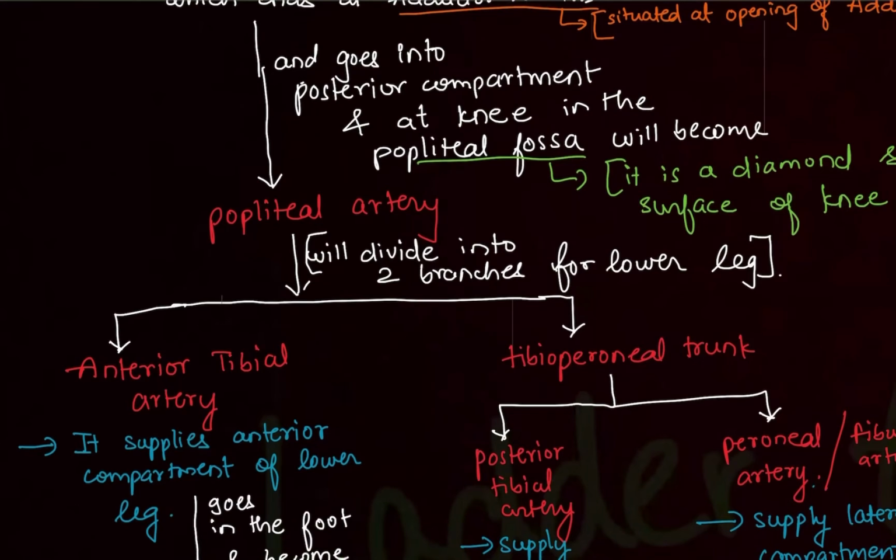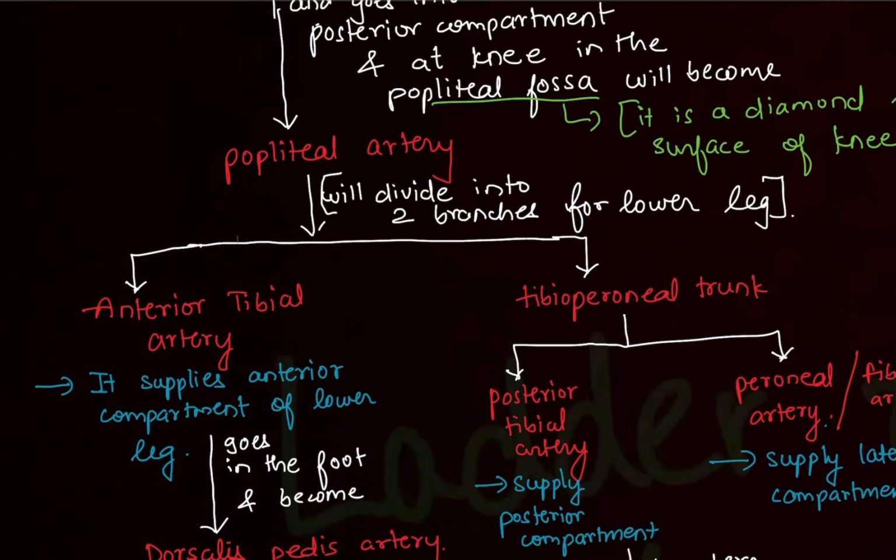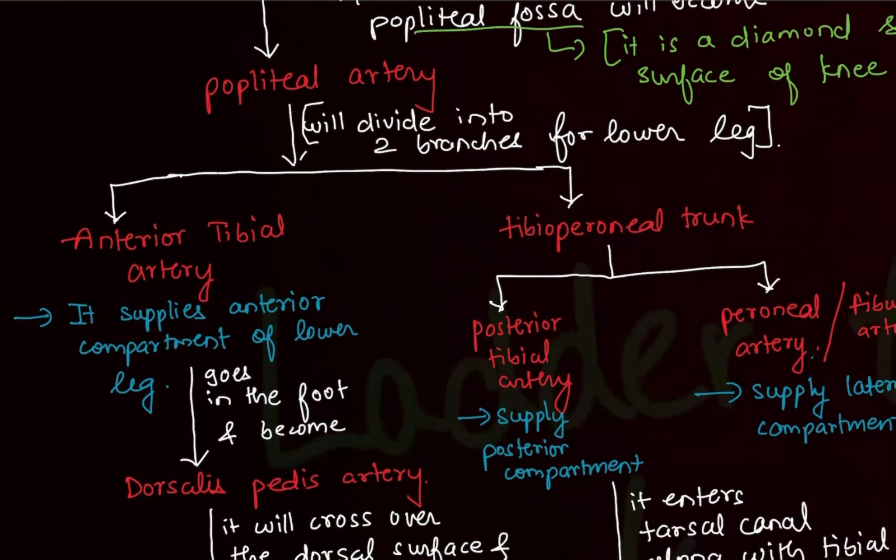Then this popliteal artery will further give two branches. Okay, the first is the anterior tibial artery. So the popliteal artery will give a branch which will enter the anterior surface of the leg and it will be known as the anterior tibial artery. On the posterior side, it will form the tibioperoneal trunk, which will further divide into the posterior tibial artery and the peroneal artery.